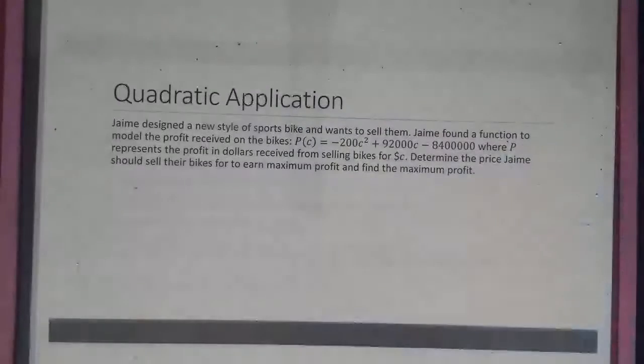We're going to take a look at a couple quadratic applications. So Jamie designed a new style of sports bike and wants to sell them. Jamie found a function to model the profit received on the bikes. P of C equals negative 200C squared plus 92,000C minus 8,400,000. That's a big number. Where P represents the profit in dollars received from selling the bikes for C dollars. We want to determine the price Jamie should sell their bikes for to earn maximum profit and find the maximum profit.